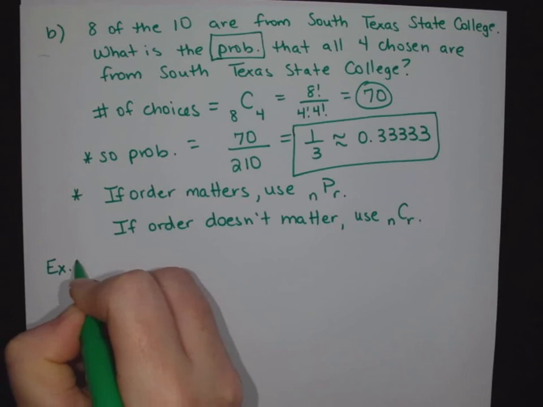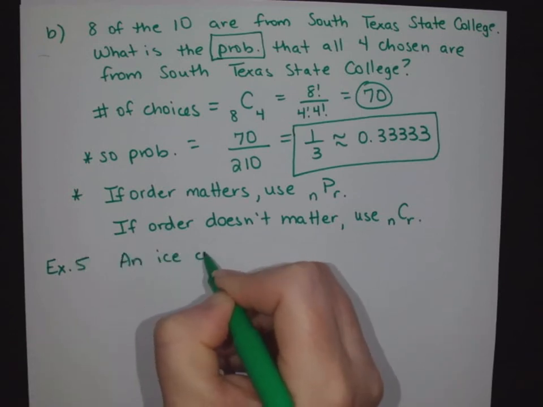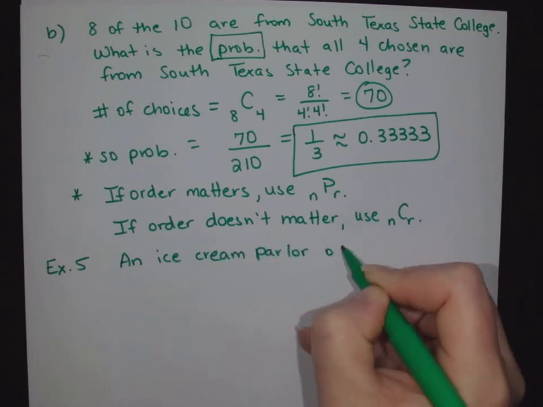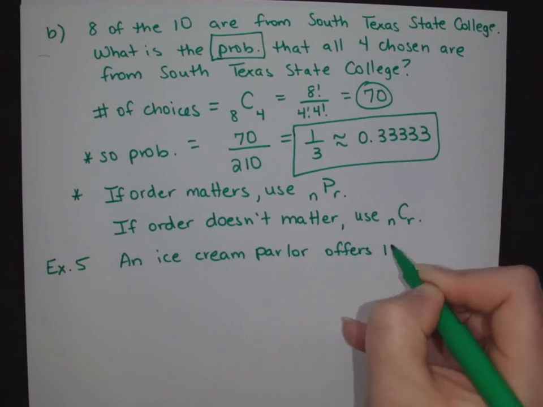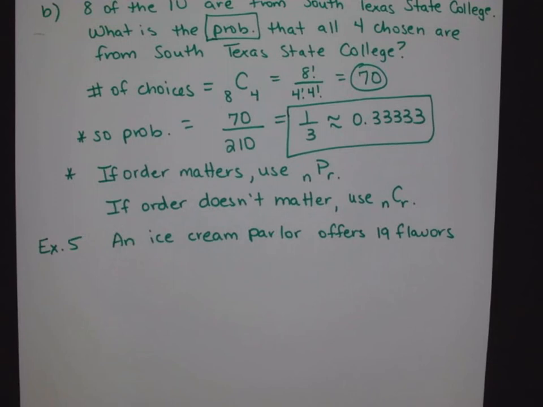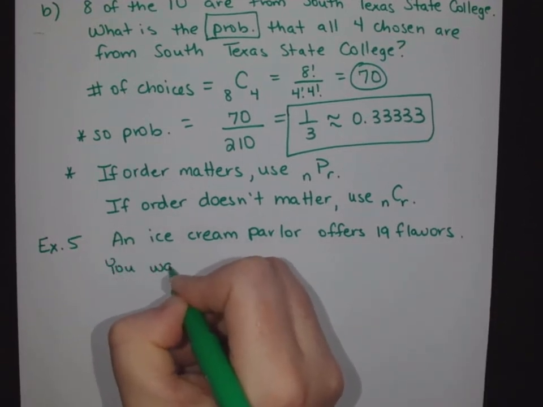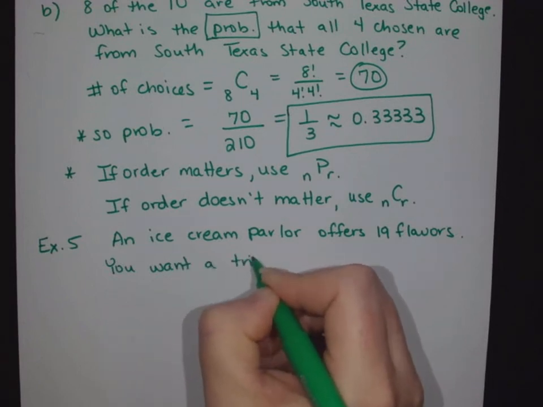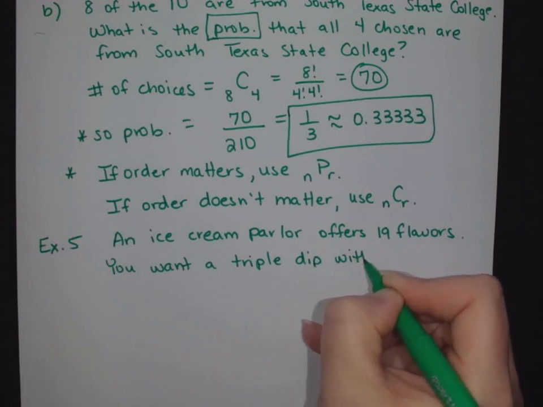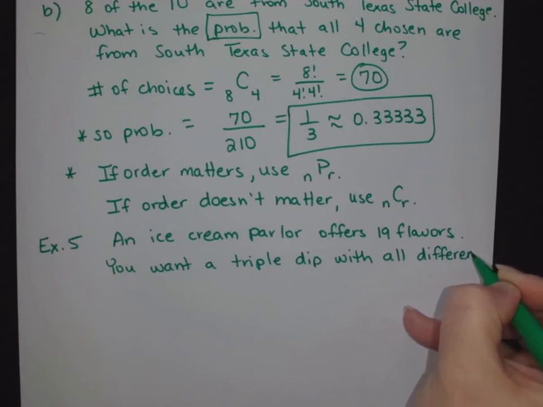Okay. So the last 2 problems that we're going to do today are really more of what I've seen on these standardized tests. It usually has something to do with food for whatever reason. So let's say that an ice cream parlor offers 19 flavors. And you're going big. You want a triple dip, and you want to sample 3 different flavors. You don't want to repeat any.